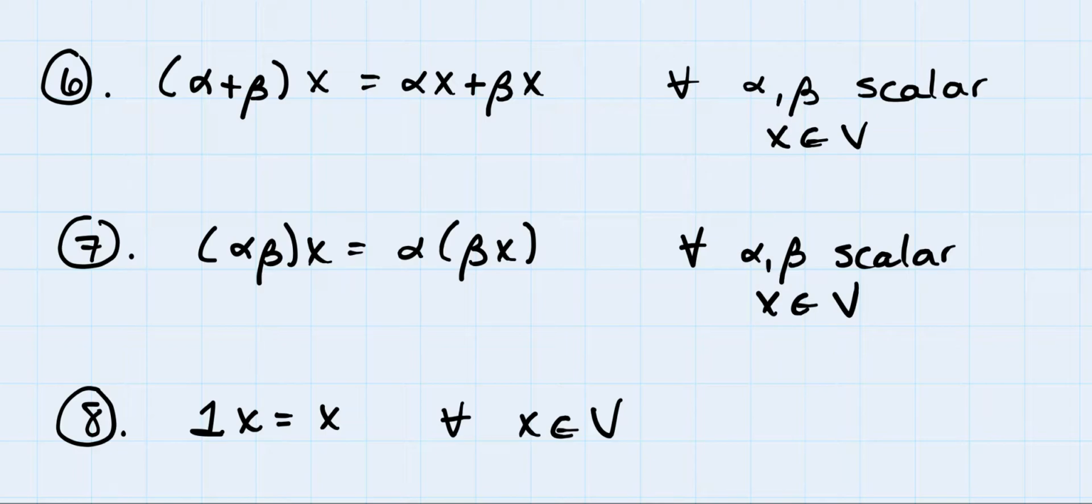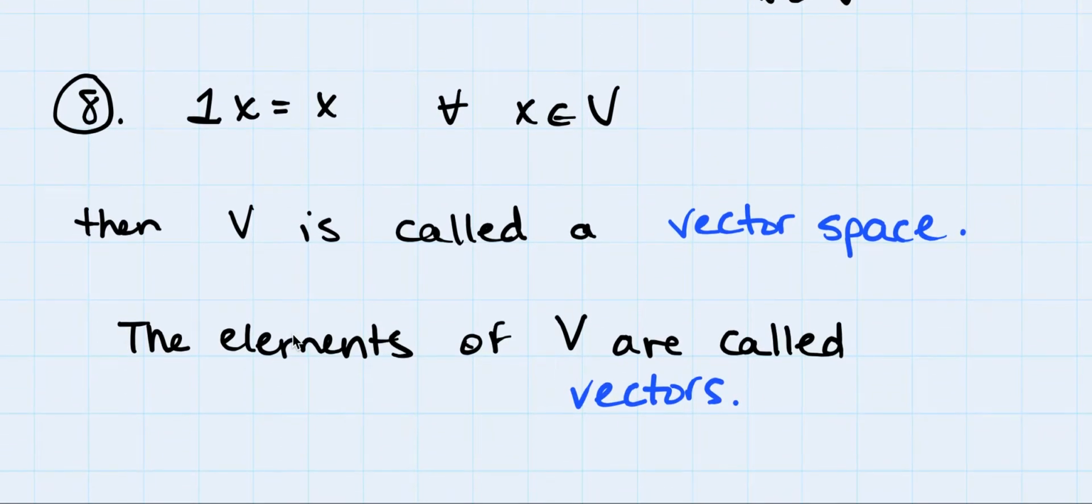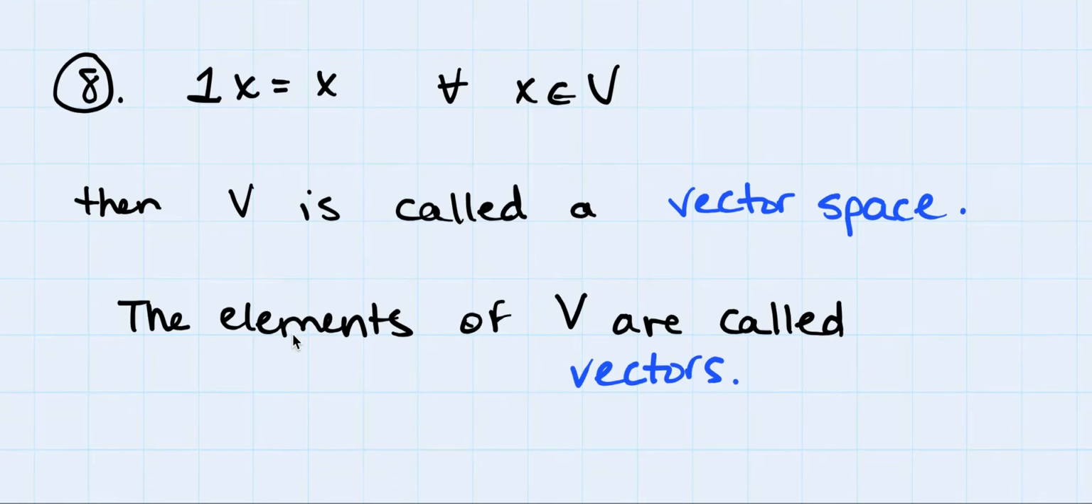So if you have all 10 properties, these 8 properties I just showed you, plus the 2 involving it being closed under vector addition and scalar multiplication, then your set is called a vector space. And the elements of your set are called vectors. So let's look at some examples.